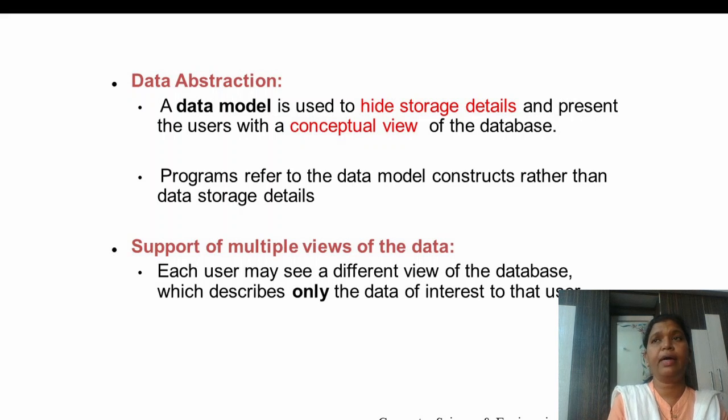I can view data with different views, which describes what I'm interested in. I am interested only in extracting the distinction students, or I want to extract all clear students, or I want the failure percentage. I want the students who have failed in this particular subject. So that is what we are going to have with multiple views of data. I can view data with different views.